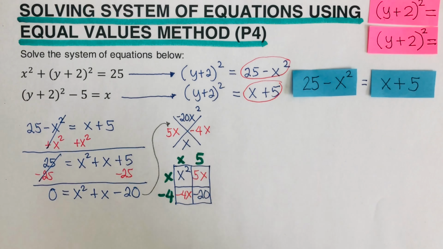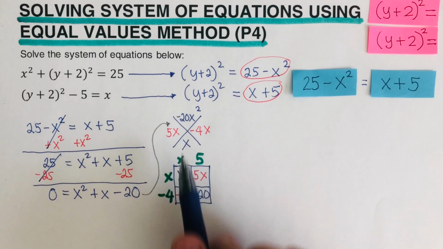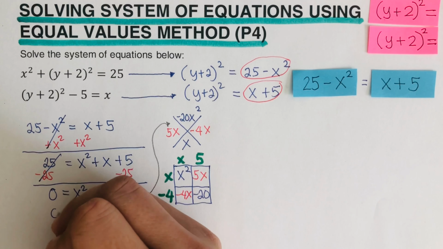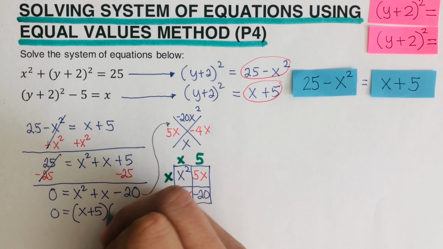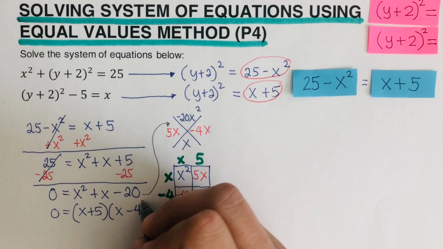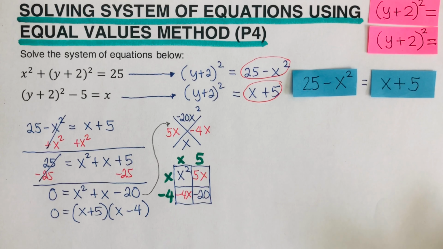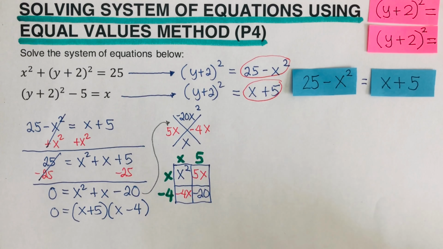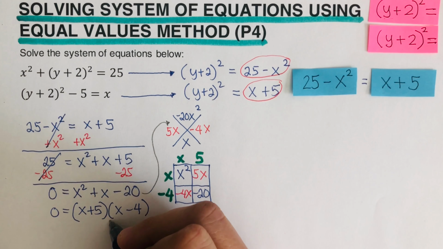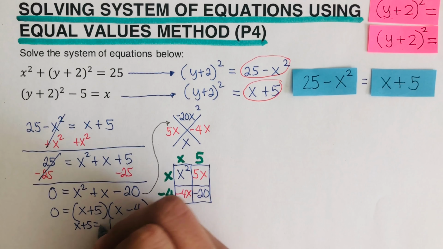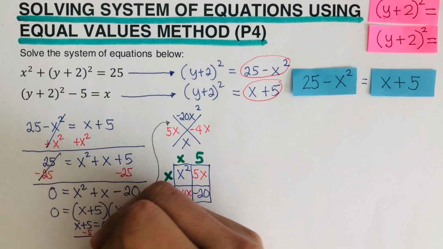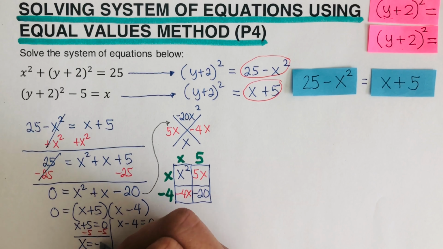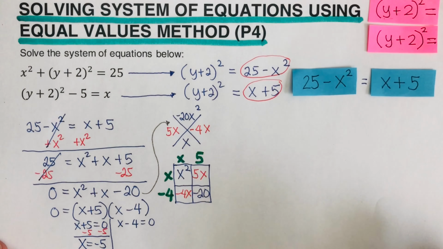Okay, so the factors that we got using the box and diamond would be x plus 5 times x minus 4. So then from here, we use the zero product property to solve for x. So this would equal to... first x is negative 5. So this is our first value of x.